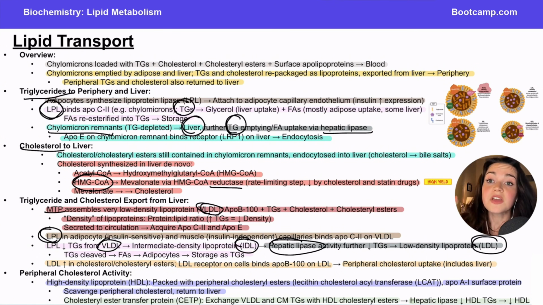That LDL had been very depleted in triglycerides, was very rich in cholesterol and cholesterol esters, and it was free to go deliver those cholesterol and cholesterol esters to the peripheral tissues, be that the liver or any other cell that needs cholesterol, for example, for its membrane. Then we talked about our hero, HDL, that good cholesterol, which was in charge of scavenging cholesterol from the periphery. Our enzyme LCAT was going to pack up that HDL with that cholesterol and bring it back to the liver.